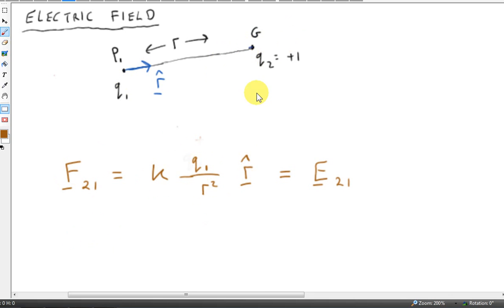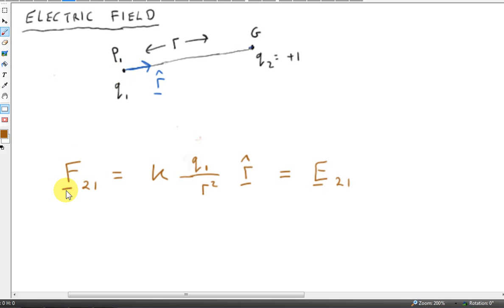Now, this force is given a special name. The force on a unit positive charge is known as the electric field at this point. So we use the letter E to denote the electric field vector. And the 2,1 indicates we're dealing with the electric field at this point, we could call it 2, or we could write G here, I suppose, due to this point here, P1 or 1. So the electric field vector is entirely due to this single charge Q1.